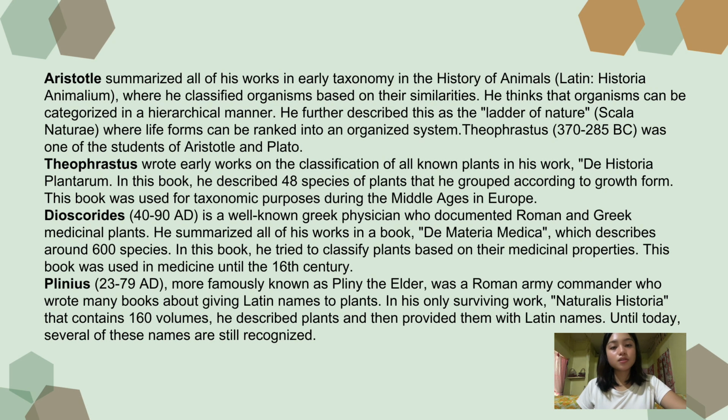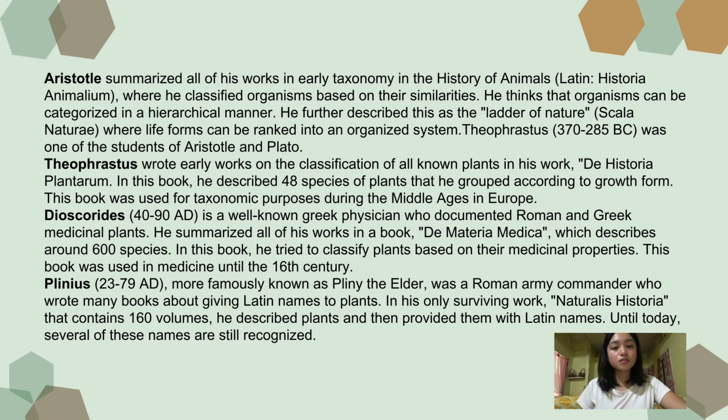And then Dioscorides is a well-known Greek physician who documented Roman and Greek medicinal plants. He summarized all of his work in a book, De Materia Medica, which describes around 600 species. In this book, he tried to classify plants based on their medicinal properties. This book was used in medicine until the 16th century.